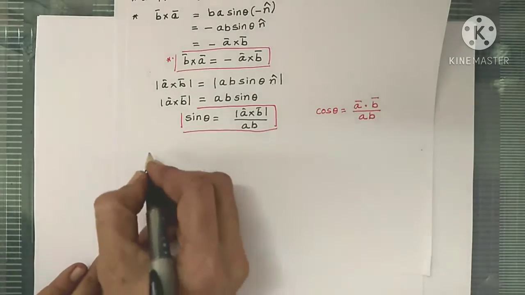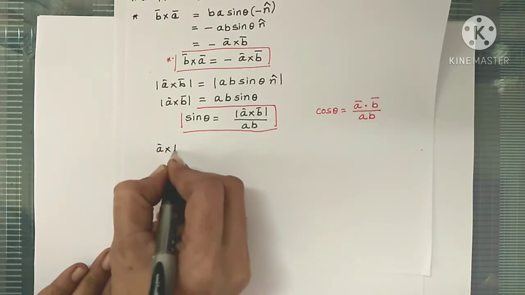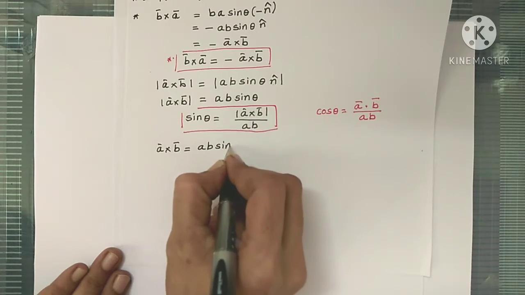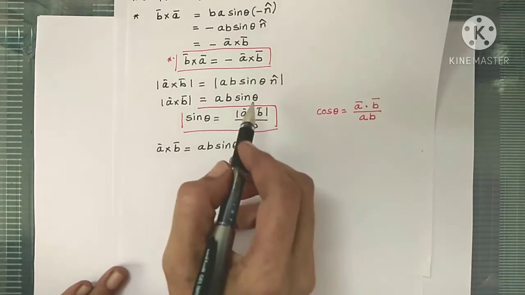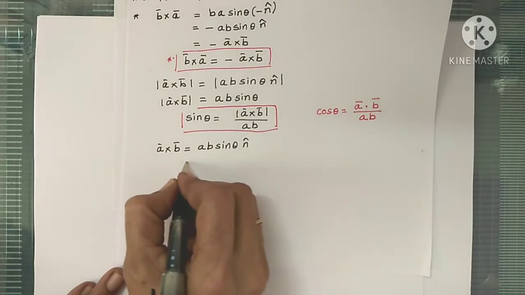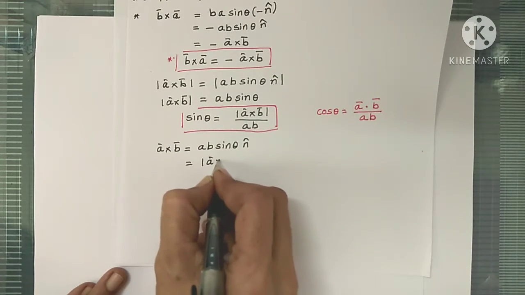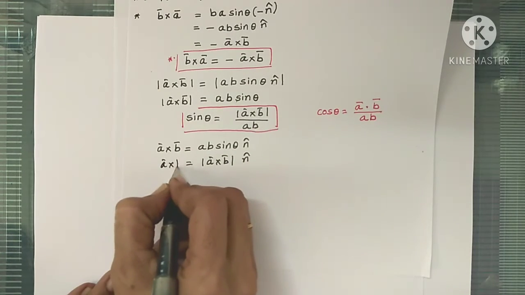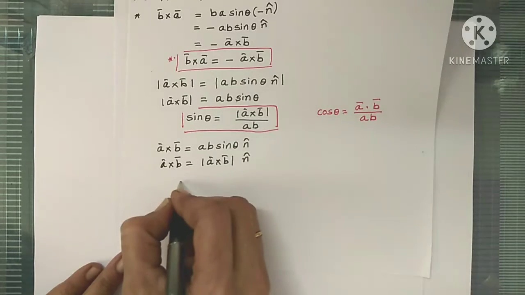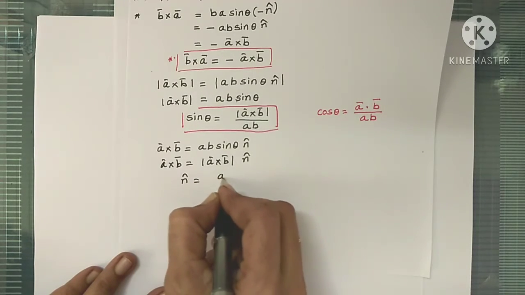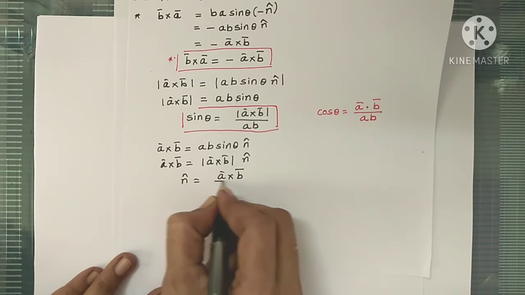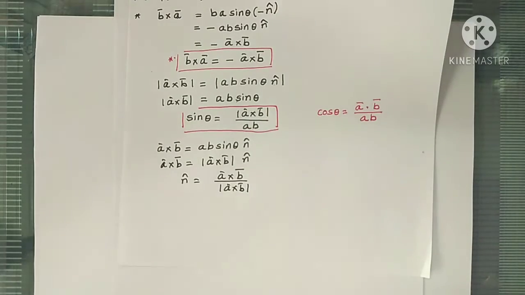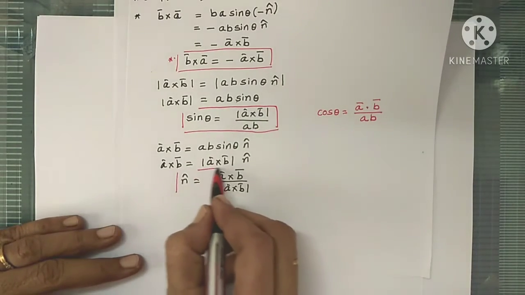Now one more thing: A bar cross B bar is AB sine theta n cap. AB sine theta is the modulus of A bar cross B bar. So for this AB sine theta, I can write modulus of A bar cross B bar into n cap. Now this gives us the formula for n cap. So n cap becomes A bar cross B bar upon modulus of A bar cross B bar. So this is a very important result while solving questions.